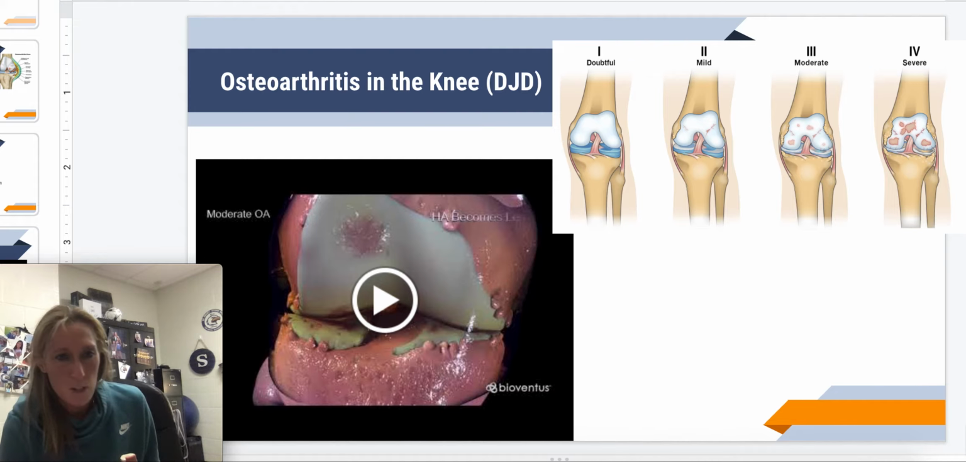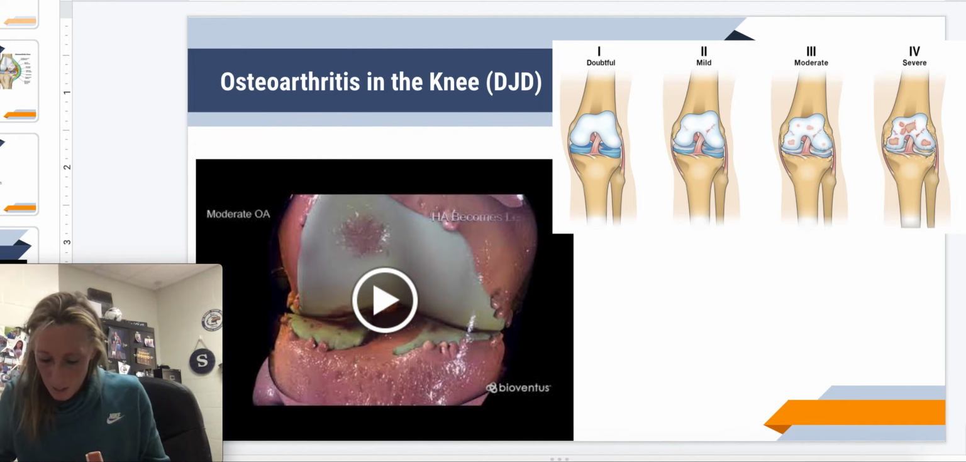You don't have to take anti-rejection drugs or anything like that to get an allograft.